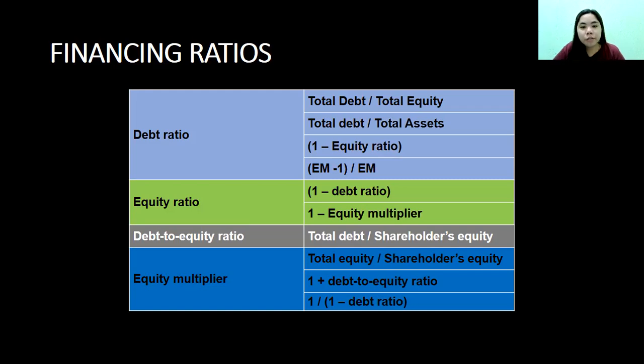Then we have here the equity multiplier. That would be our total equity, which is equivalent to our total assets. Now, the equity multiplier is the total assets divided by the shareholders equity. We will see what the shareholders equity contains. It is also 1 plus the debt to equity ratio. There are so many formulas. So I have here, okay, here.